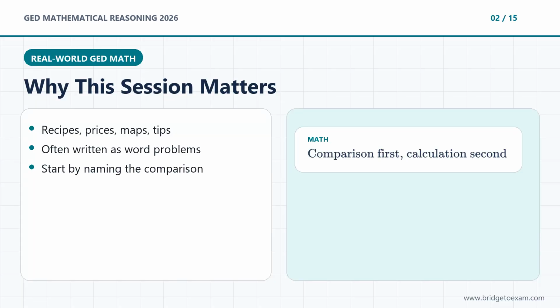Ratios and percents are practical. They show up when you double a recipe, compare prices, read a map scale, calculate a tip, or measure a price increase. On the GED, the key is to identify what is being compared before you calculate.